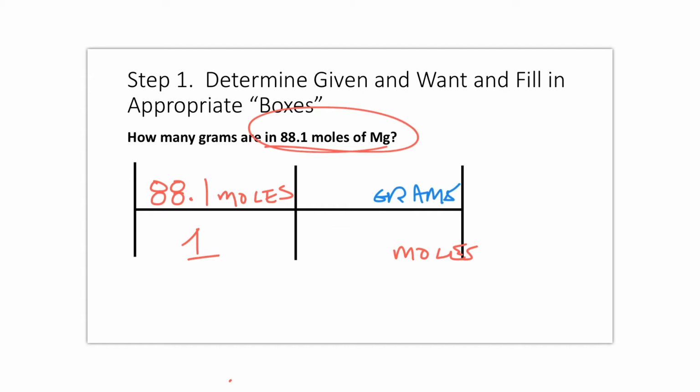I need something between grams and moles, and I know what that one is. That says that 1 mole equals the molar mass in grams. So now I just have to look up the molar mass of magnesium, and then I can make that conversion.